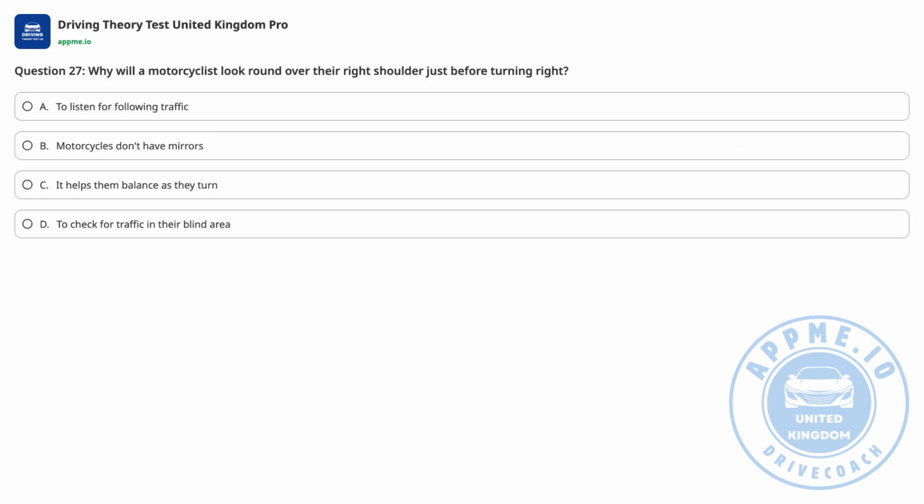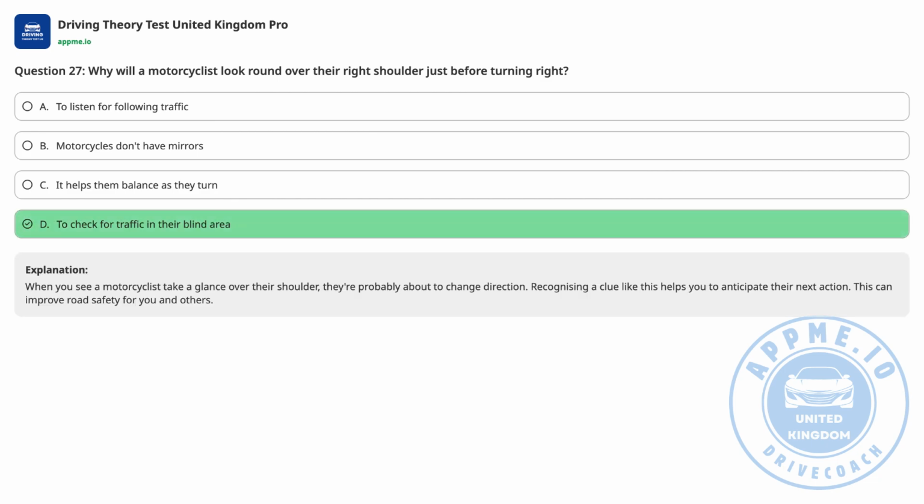Question 27. Why will a motorcyclist look round over their right shoulder just before turning right? A. To listen for following traffic. B. Motorcycles don't have mirrors. C. It helps them balance as they turn. D. To check for traffic in their blind area. The correct answer is D.